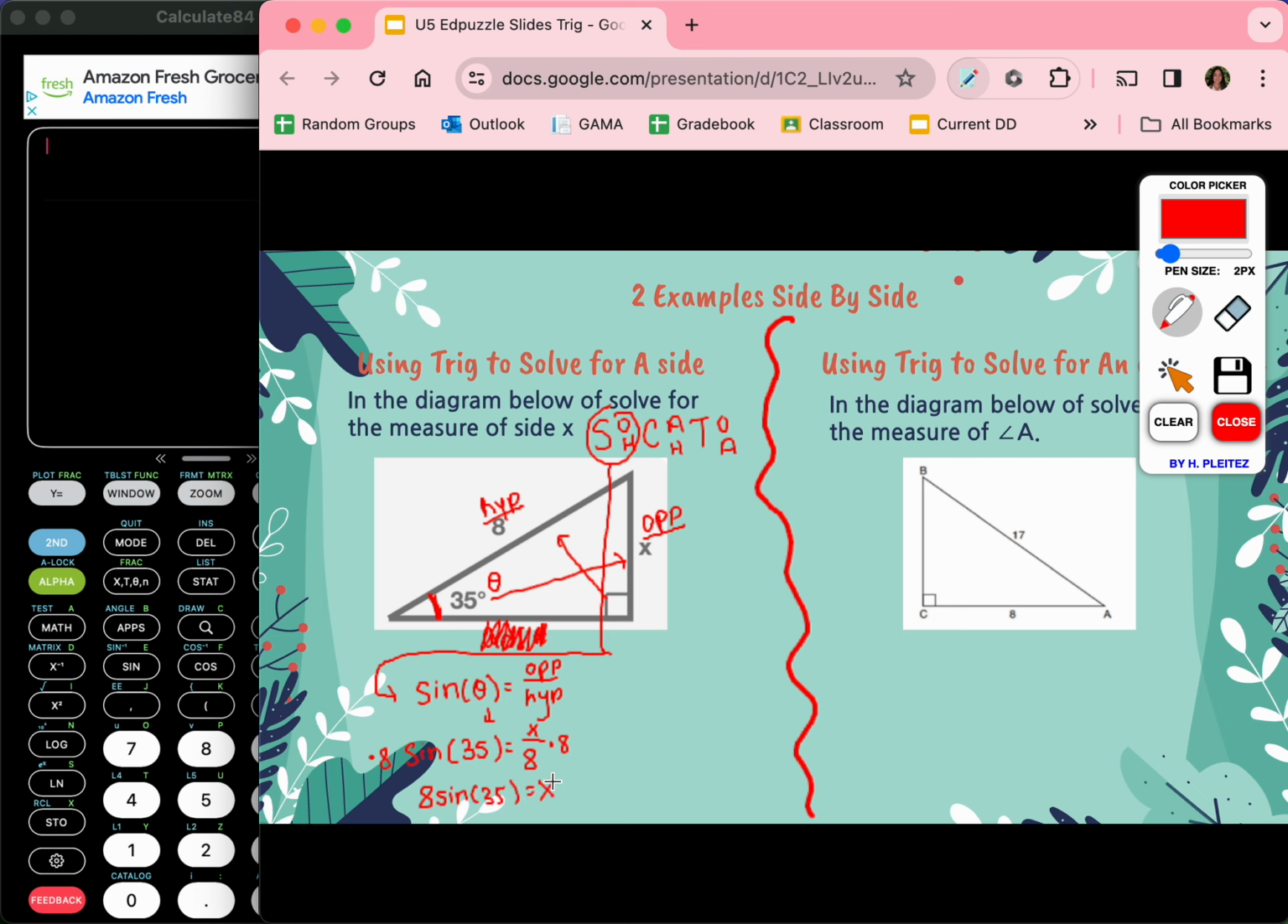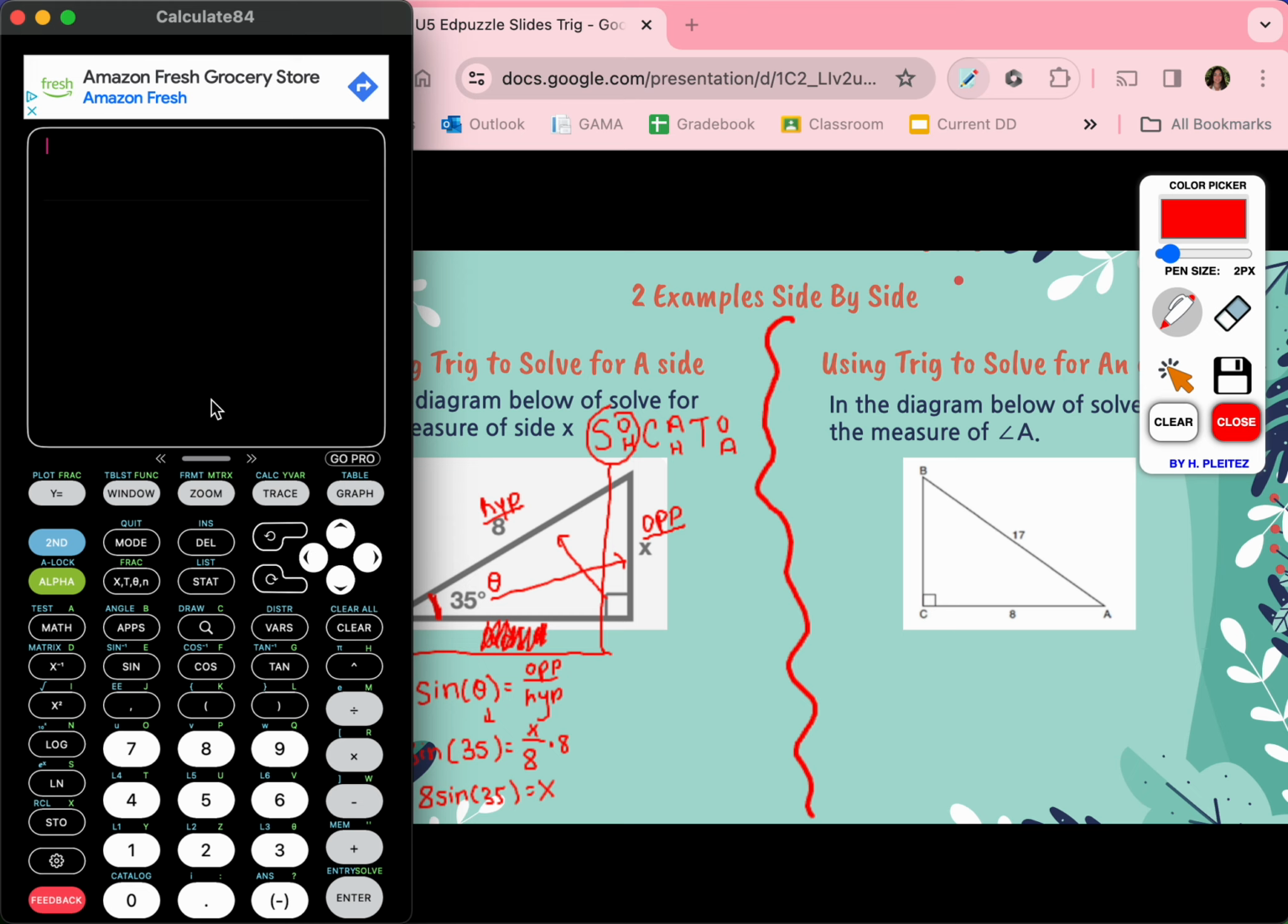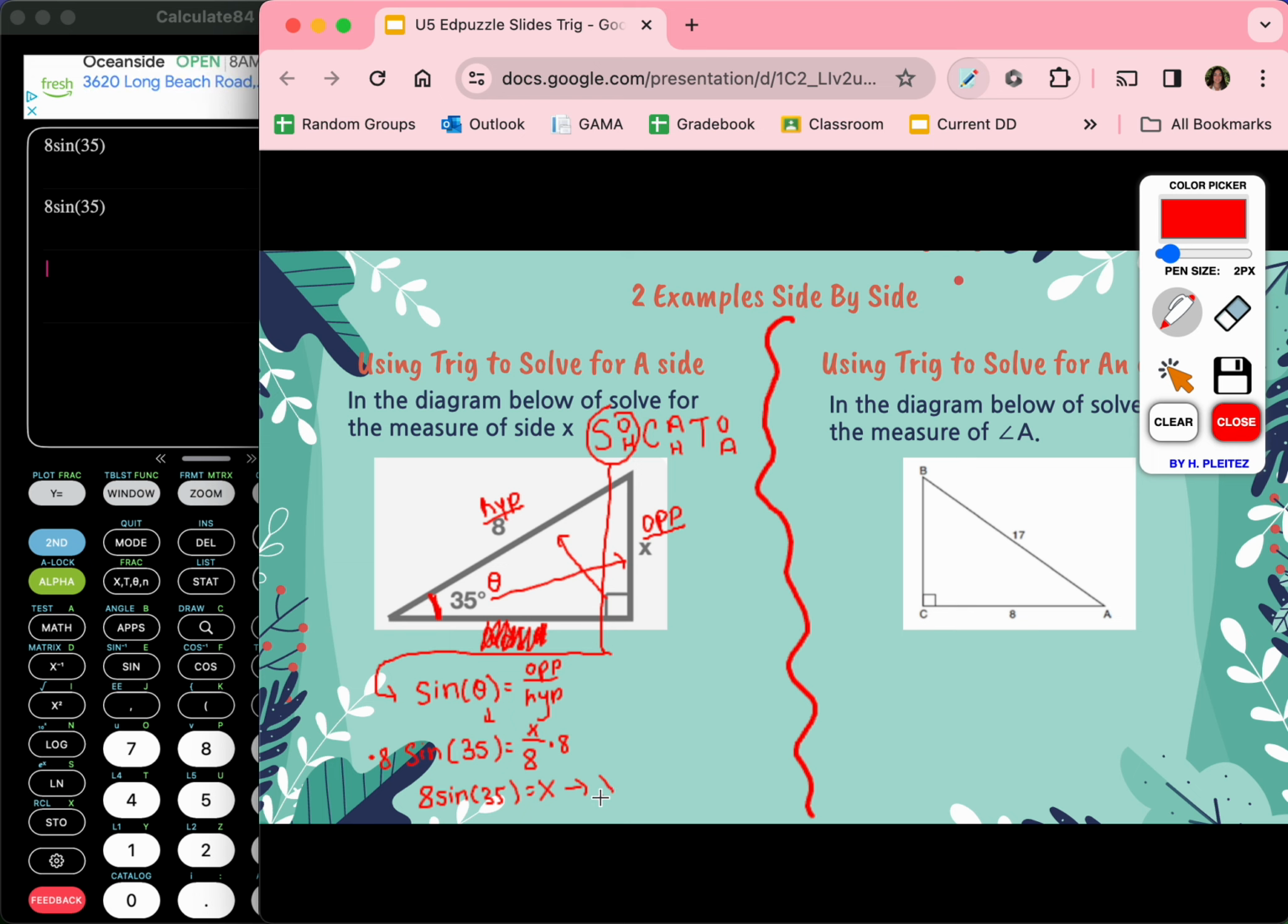And then once we have that x alone, we go into our calculator. 8 times sine of 35, and that would be our answer. Now, the question doesn't tell us what to round to, so when that happens, rounding to 3 decimal places is always safe, so rounding to the thousandths. So this would be x equals 4.589. That would be a safe answer if it doesn't tell you what to round to.